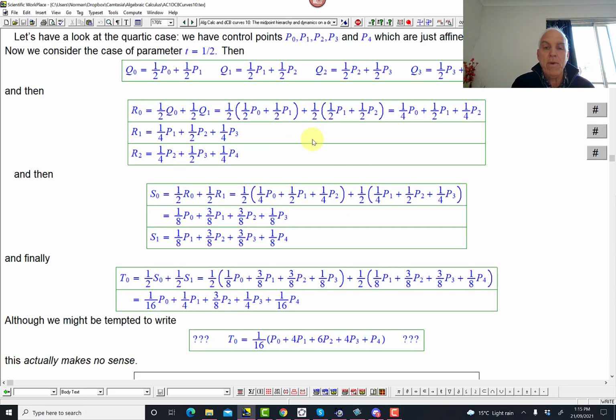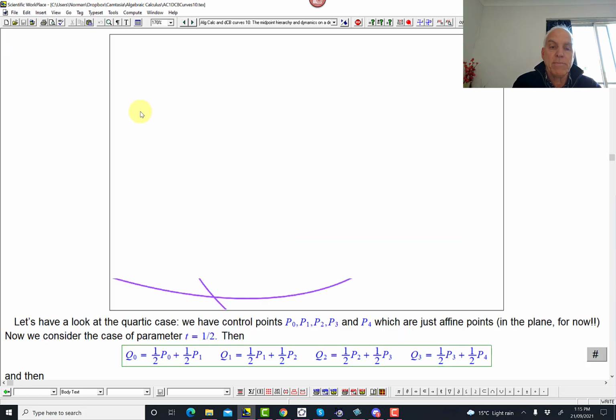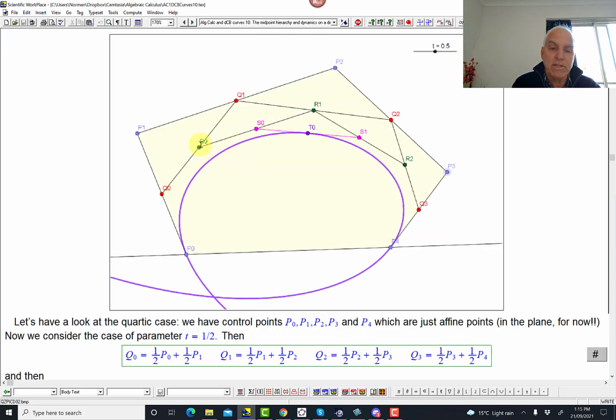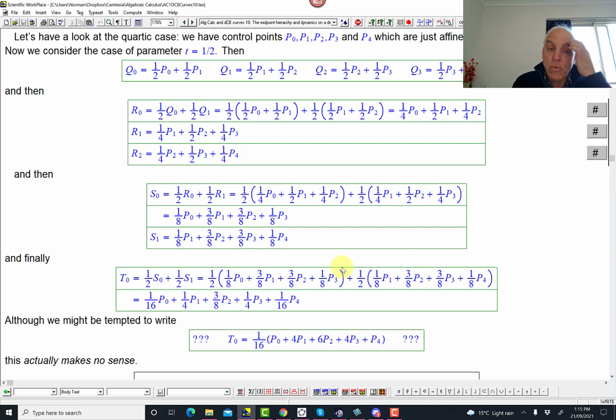Excellent. Okay, so now we go to the R's, and of course, you know what the story is. R0 is the midpoint of Q0 and Q1, and R1 is the midpoint here, and R2 is the midpoint there. But we want formulas for these things now. So we can take the formulas that we have for the Q's, and quickly find formulas for the R's. R0 will be the midpoint of Q0 and Q1, and we just plug things in and do everything algebraically. So it's 1/2 of this expression plus 1/2 of this expression. And you just work out what that is. That's 1/4 P0 plus 1/2 P1, because you're getting a quarter from this term and a quarter from this term, plus 1/4 of P2.